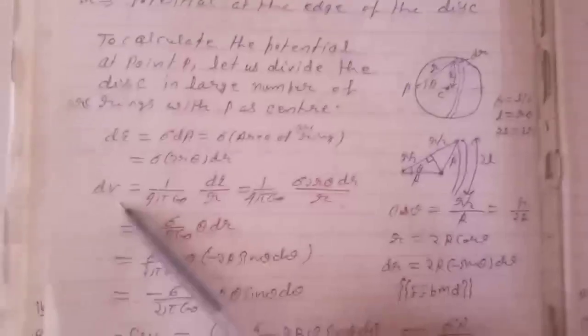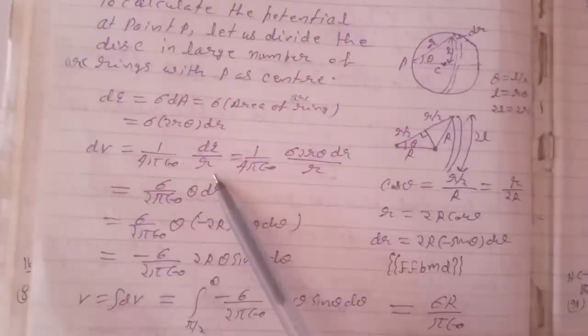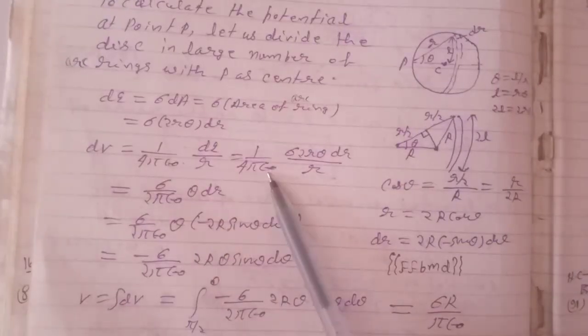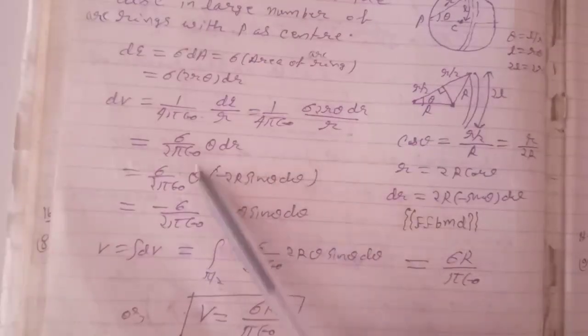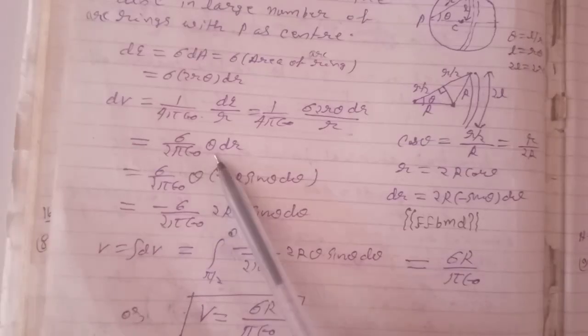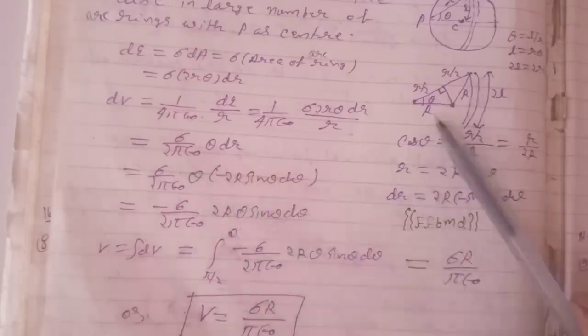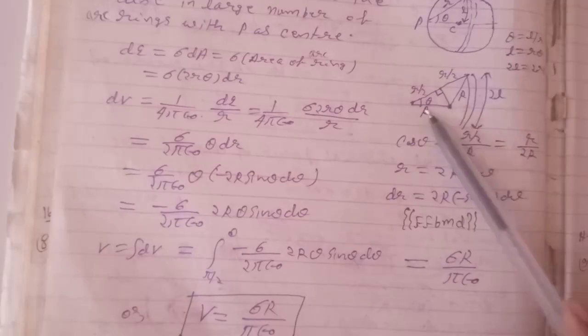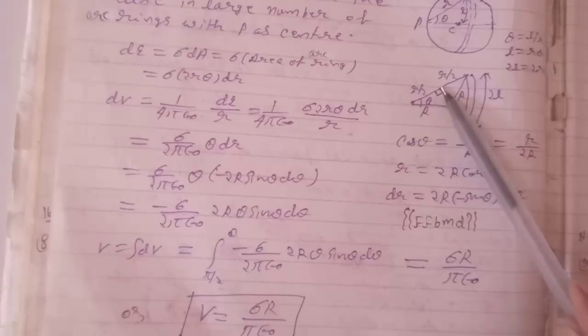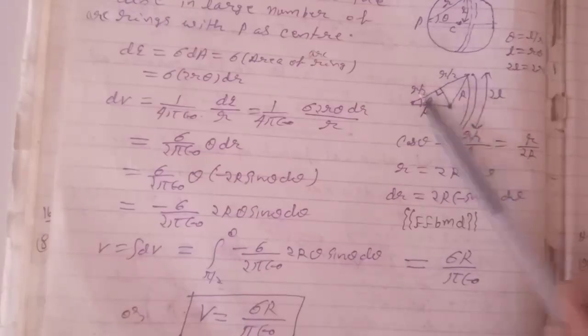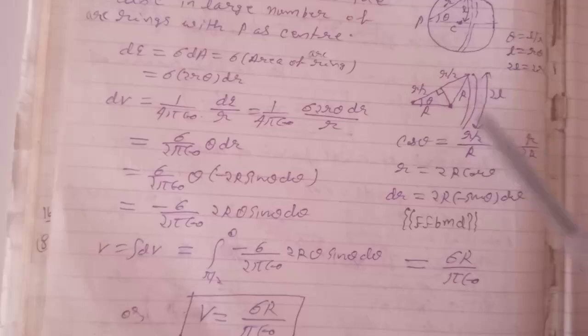So dV will be 1 by 4 pi epsilon naught dq by r, or 1 by 4 pi epsilon naught sigma 2 r theta dr by r, or sigma by 2 pi epsilon naught into theta into dr. In this case, we see this is r and this is r, and if this is theta, we draw a perpendicular, then it will be r by 2, and this whole is 2l.